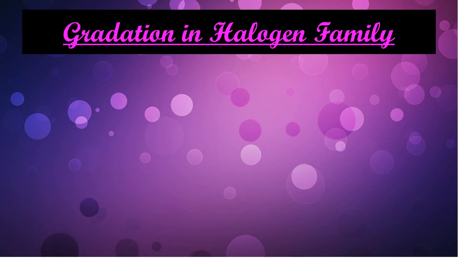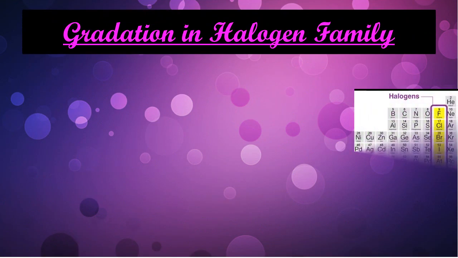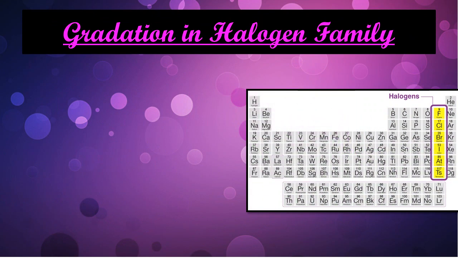Okay, now next is gradation in the halogen family. So what are the halogens? Here in the periodic table you can observe that group 17 contains the members of the halogen family: fluorine, chlorine, bromine, iodine, astatine, and the last one is Ts. These halogens contain 7 electrons in their valence shell, or the outermost shell. These are electronegative elements or non-metals which will accept 1 electron just to complete their octet, or just to achieve stability.